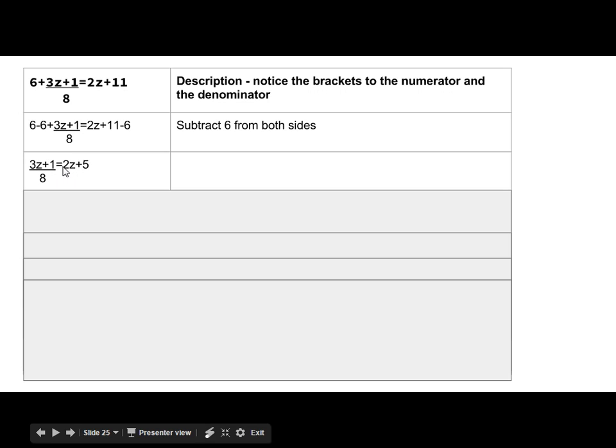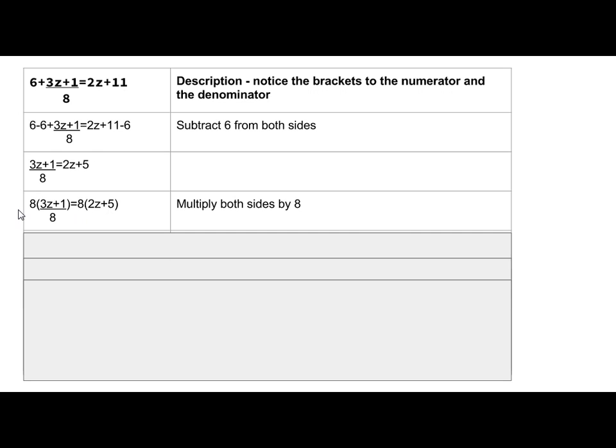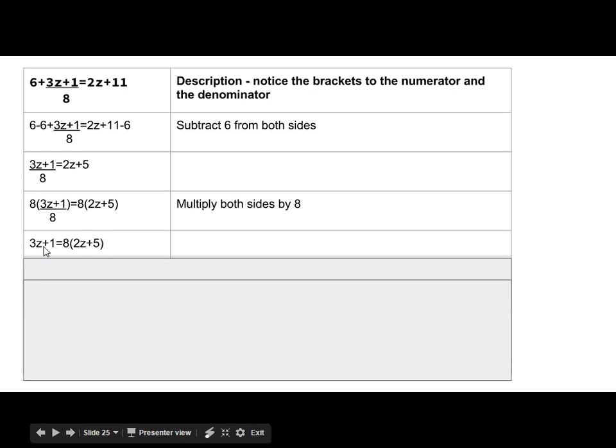Now looking at this, we have this one little 8 down here, which is a denominator. Let's get rid of that. The only way to get rid of that is to multiply both sides by 8. This is what it would look like: 8 times (3z plus 1) divided by 8 equals 8 times (2z plus 5). I then simplify everything, and I'm left with 3z plus 1 equals 8 times (2z plus 5).